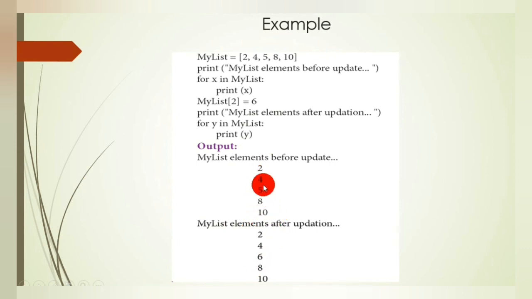The first list is 2, 4, 5, 8, 10. The list elements are 2, 4, 5, 8, 10. After the updation, which element will be changed? The element at position 2. Instead of 5, the output displayed is 6. So this way you are able to modify the element present in the list.